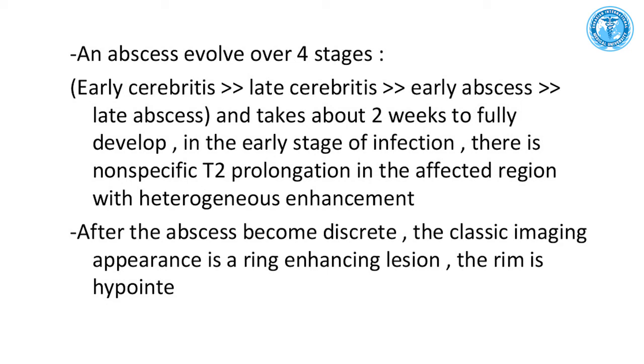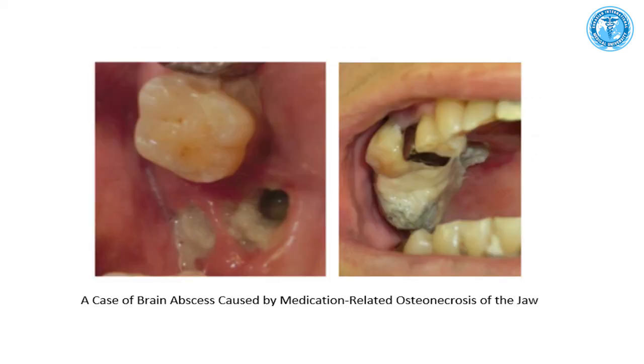In the early stage of infection, there is non-specific T2 prolongation in the affected region with heterogeneous enhancement. After the abscess becomes discrete, the classic imaging appearance is a ring enhancing lesion. The rim is hypointense. In this slide, you see brain abscess formation, a case of brain abscess caused by medication-related osteonecrosis.